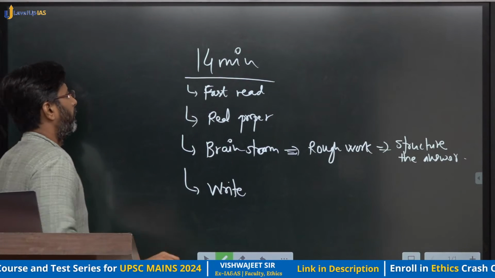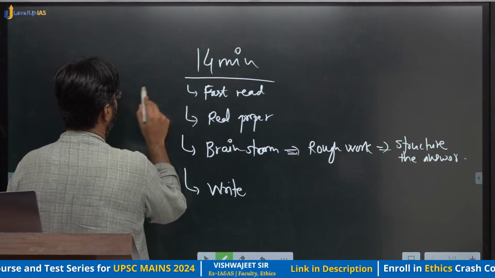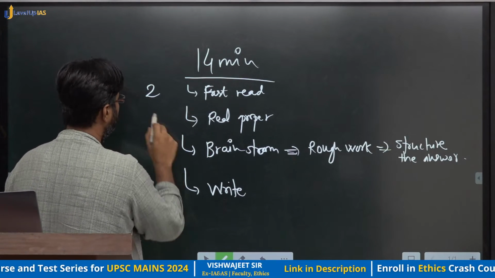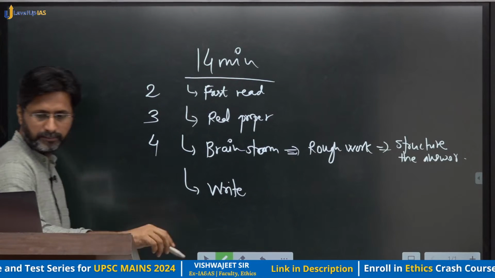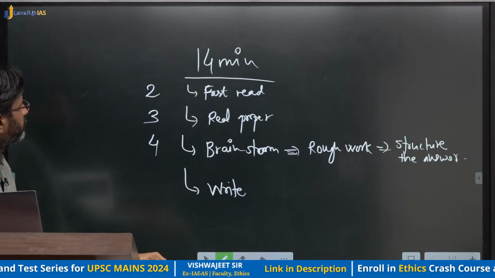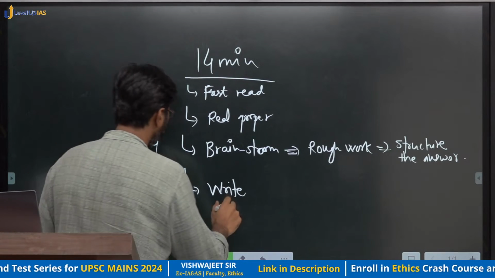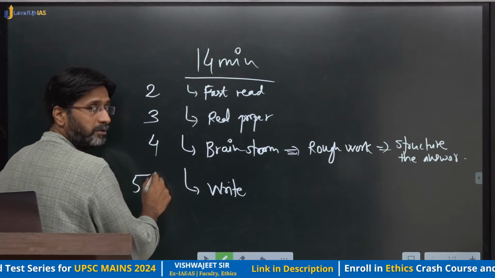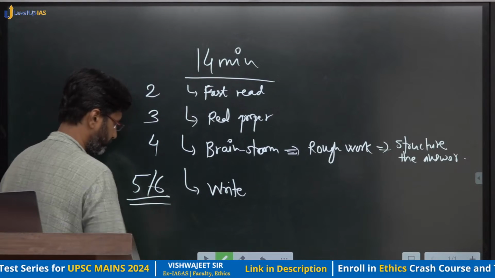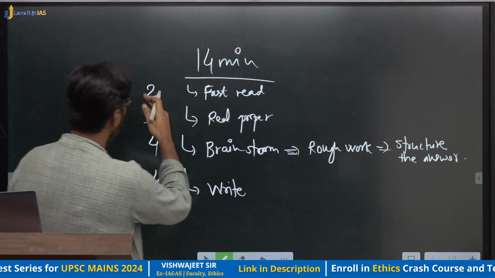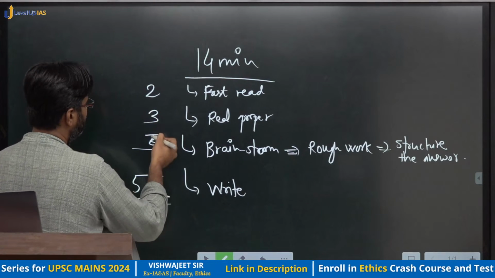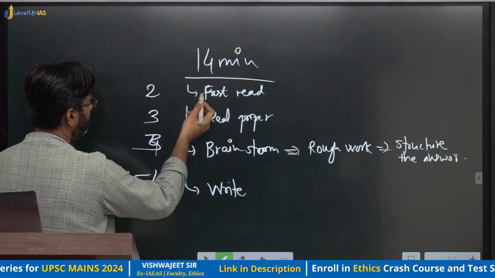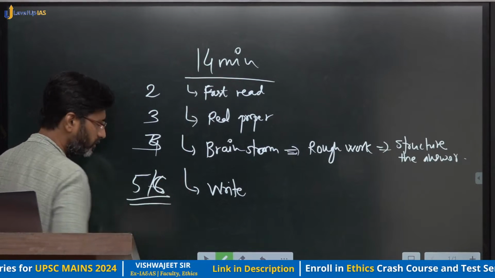So for example, you can fast read 2 minutes, detailed read maybe 3 minutes, and brainstorm maybe 4 minutes. So you still have around another 5 to 6 minutes to write. Now you can change a little bit. You can do brainstorming for 3 minutes, and how much is that? So again 6-7 minutes for writing.